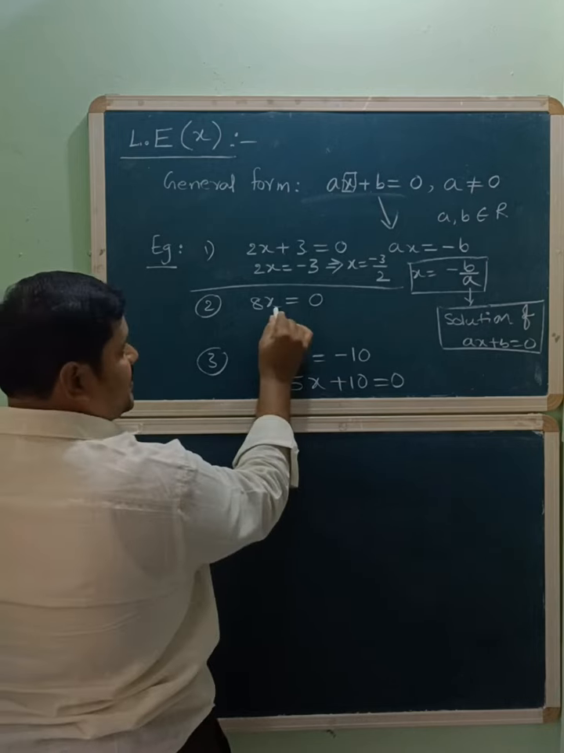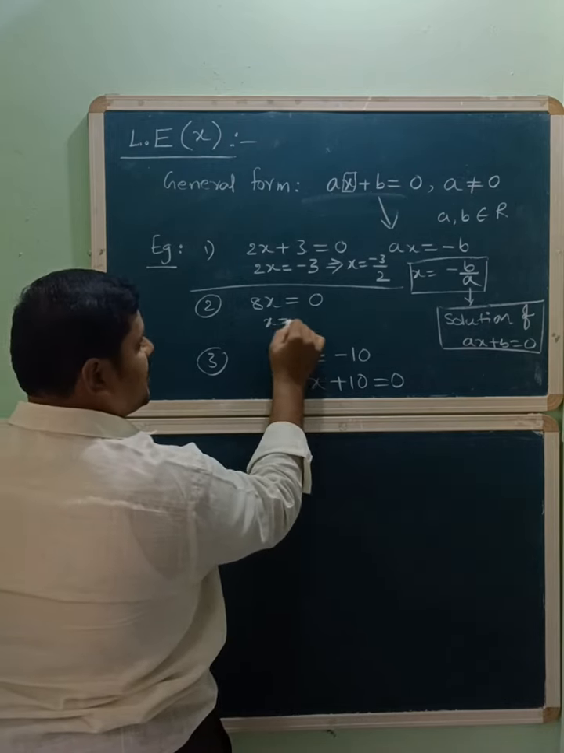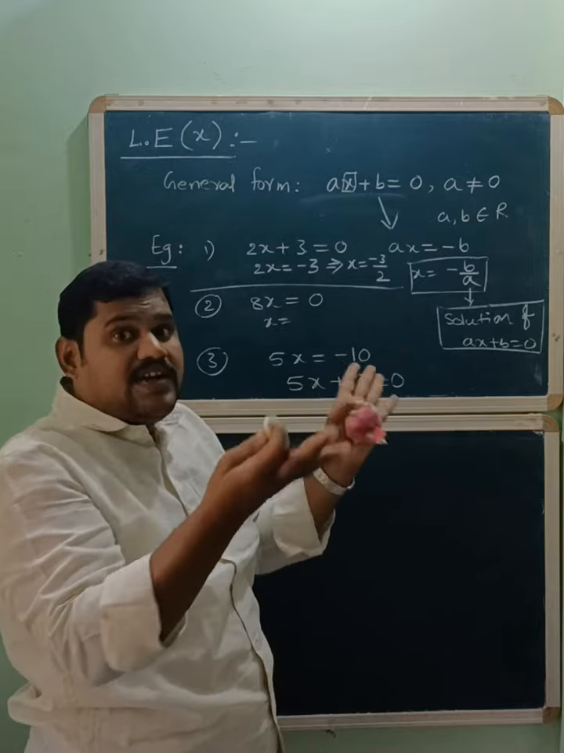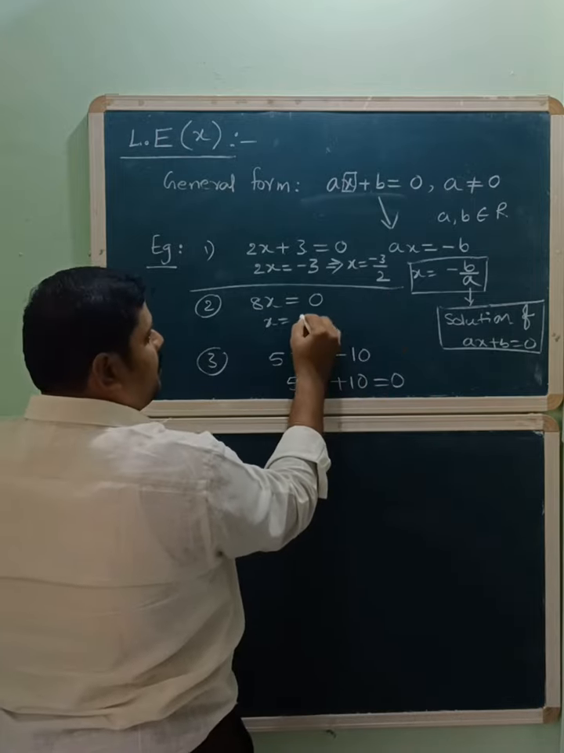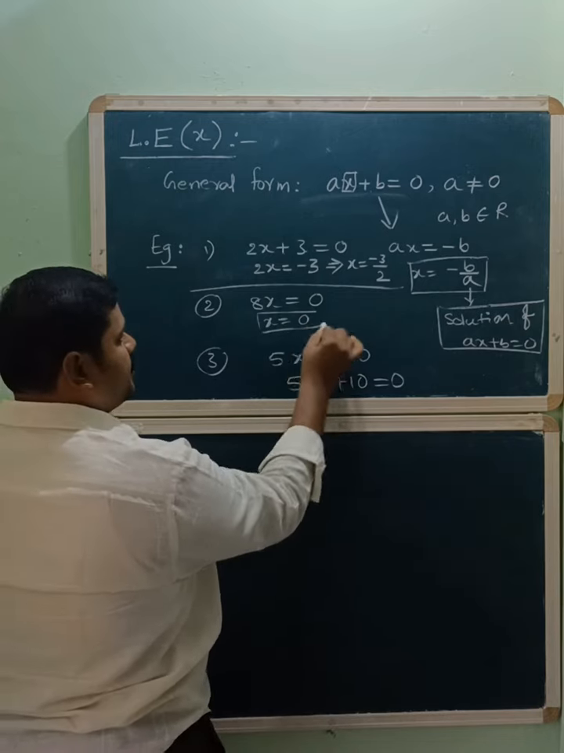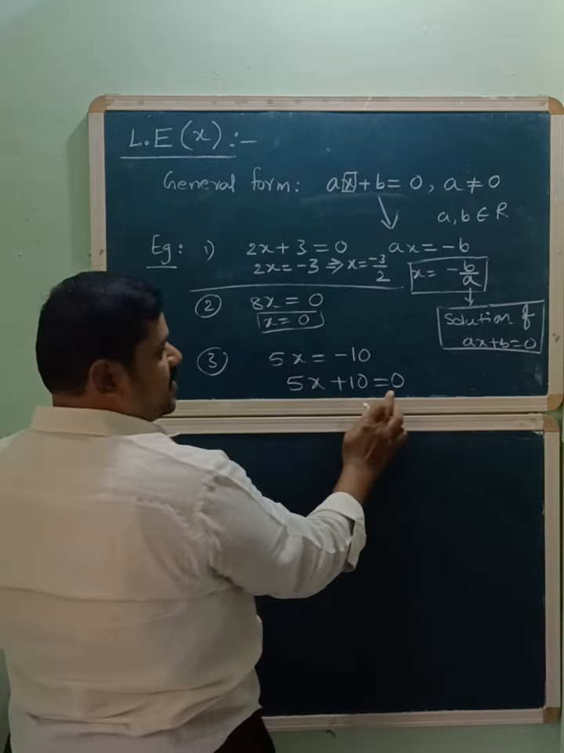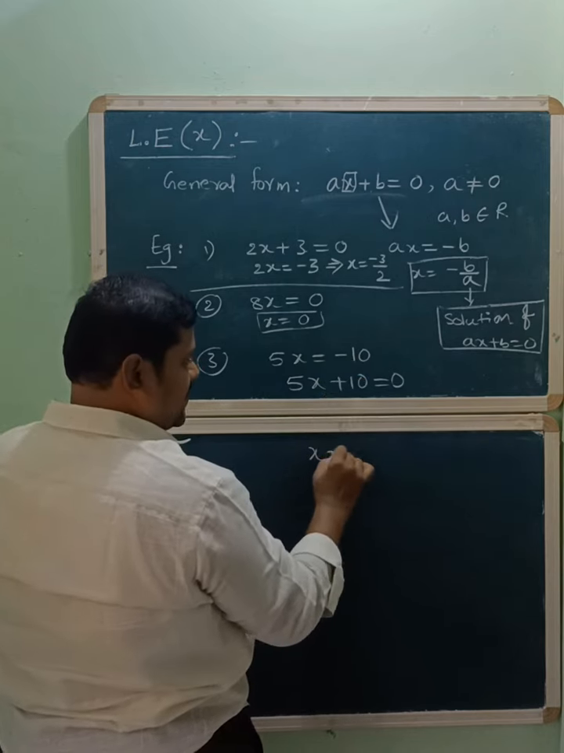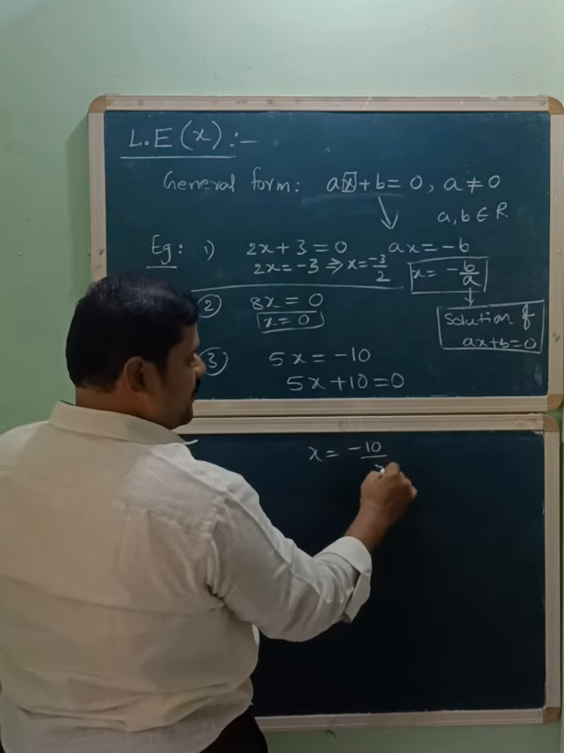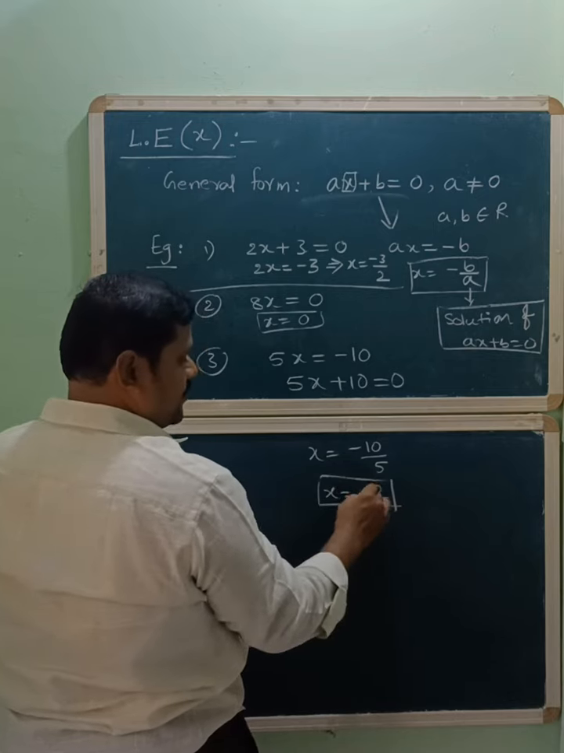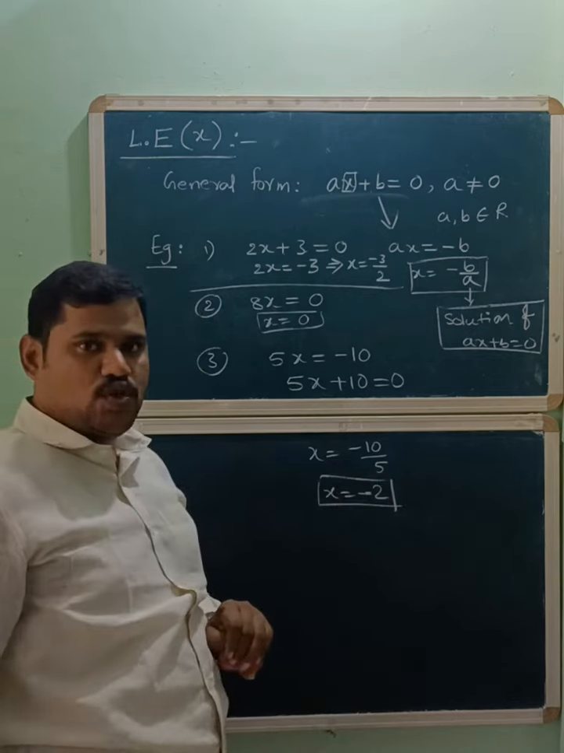See, suppose 8x is equal to 0. Now here x is equal to 0 by 8, taking 8 to the right hand side as division. 0 by 8 means 0. So x is equal to 0 is the solution here. And 5x plus 10 is equal to 0. 5x is equal to minus 10. What about x? x is equal to minus 10 by 5. Then x is equal to minus 2. x is equal to minus 2 is the solution.